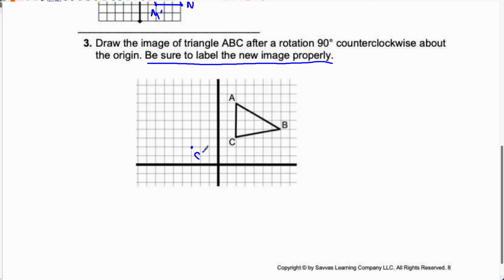at negative 3, 2. And then A is at 2, that's 3, 4, 5, 6, 7. So I need to go over 7, and then up 2. That would be A prime. And then B is at 2, 3, 4, 5, 6, 7, 1, 2, 3, 4. So negative 4, 7.